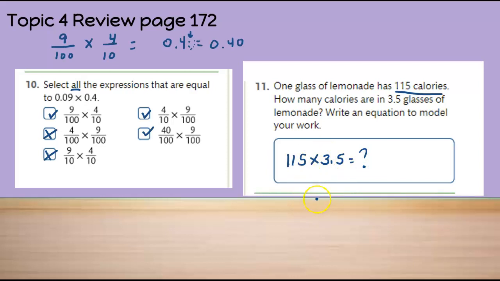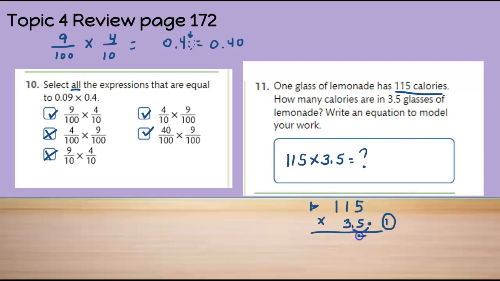So we're going to set this up with the most digits on top. 115 has the most digits. Multiply that by 3.5. But I don't like decimals when I multiply, so I'm going to move this decimal one place to the right to give me a whole number of 35, and I'm going to remember that so that way I can move it one place to the left in my final product. So now I can multiply.